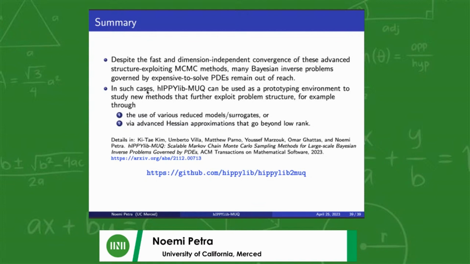For instance, one could use various reduced models, surrogates, ideas to speed up the sampling process. One can also approximate the Hessian to speed up any type of sampling or Hessian action in the process. So a lot to be done, a lot to be explored.